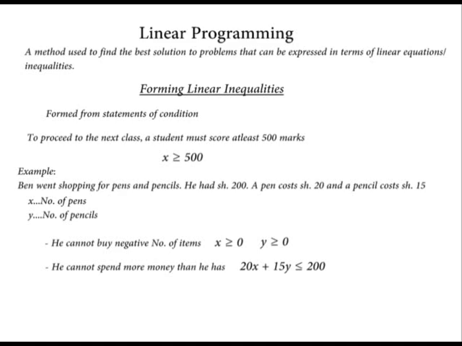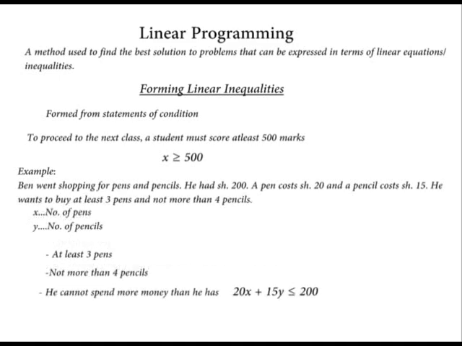For example, suppose Ben wants to buy at least 3 pens and not more than 4 pencils. Then we'd have x is greater or equal to 3 and y is less or equal to 4. This will effectively take away the non-negativity constraints.